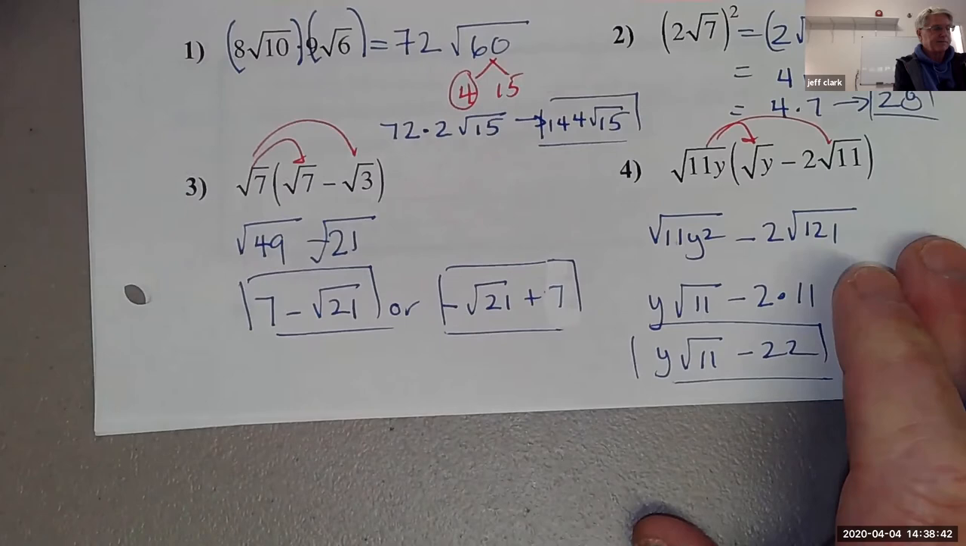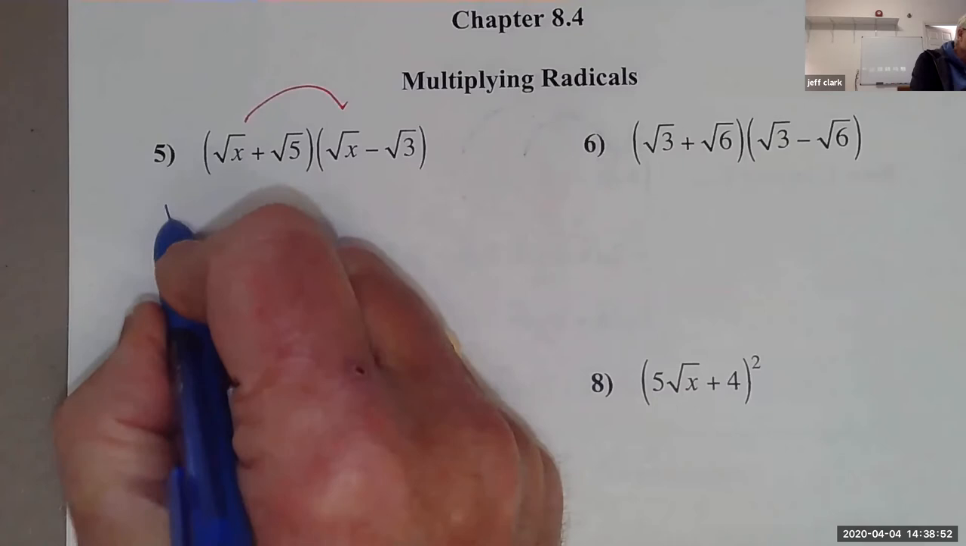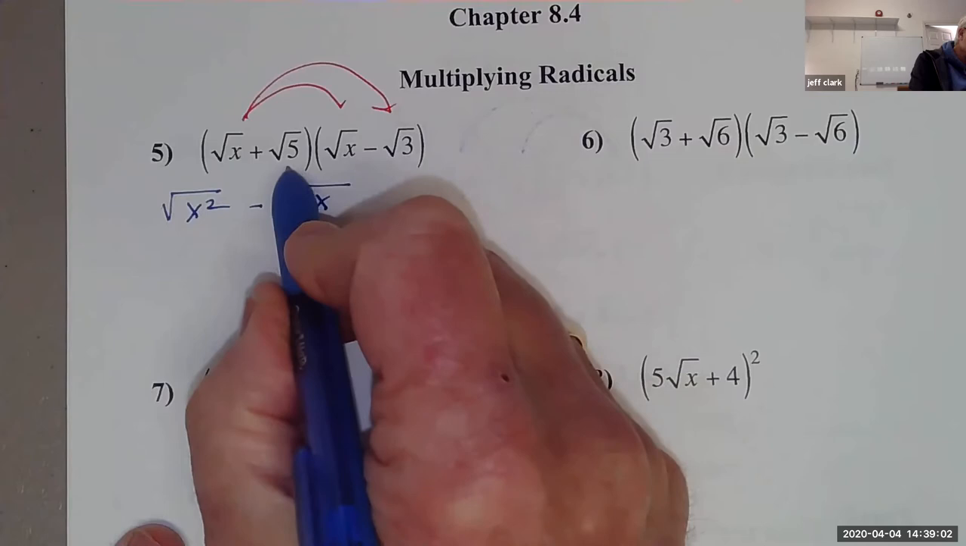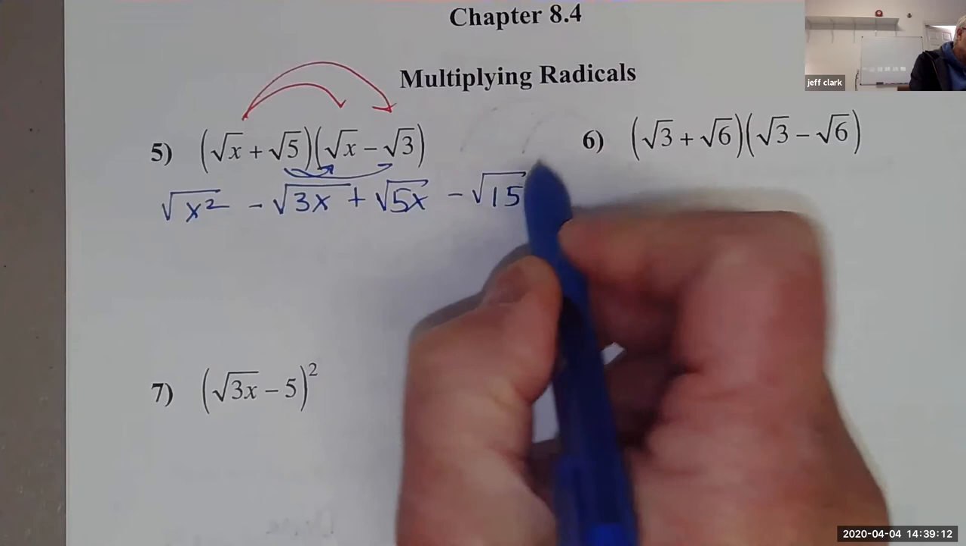Okay, next page. Or flip it over. FOIL. That's root x squared. Throw it over there. So minus, what was that, 3 times x as a radicand. And then underneath, plus square root of 5x. And again, minus the square root of 15. This could be simplified, plain old x.